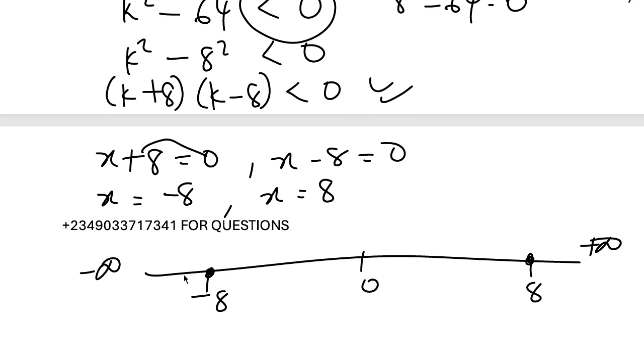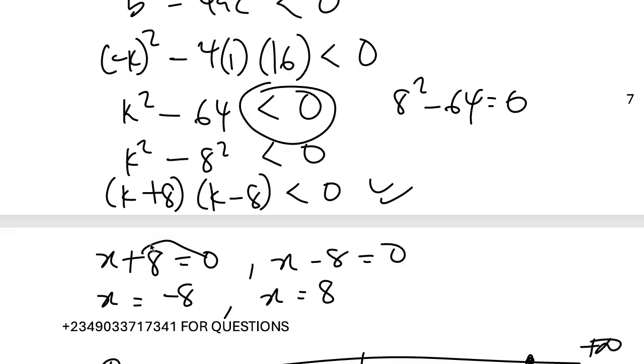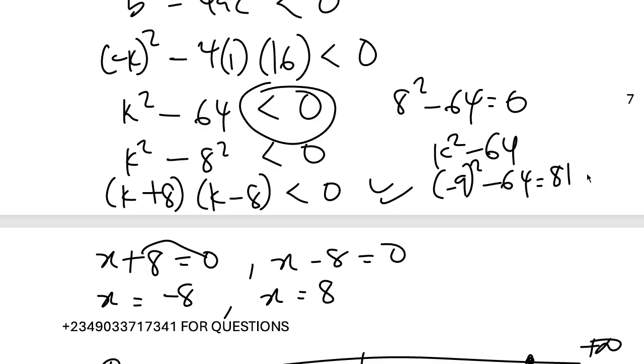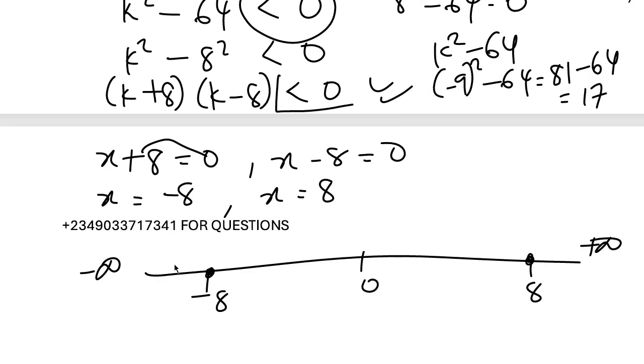So if we test for values less than minus 8, for example, minus 9, if you substitute minus 9 in k squared minus 64, what will you get? Minus 9 squared minus 64, that will be 81, because minus times minus is plus. Then that will be 81 minus 64, which is 17. That should be 17, and 17 is positive. But we are looking for values for which it will be negative, which is less than 0. Do you get? So this region is wrong.